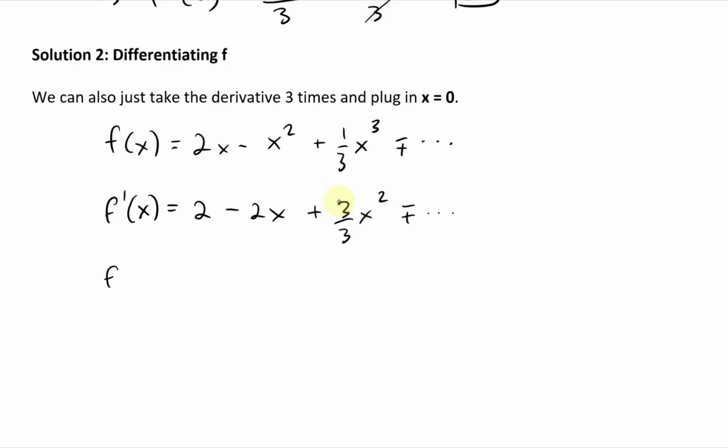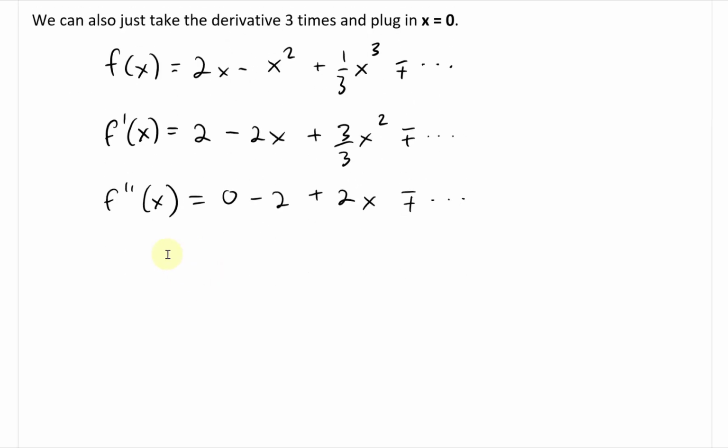So then take the derivative again. This equals, well the derivative of 2 is just 0. And then this next one is the negative 2. And then here's going to be plus, 3 over 3 is just 1, so bring down the derivative of this x squared, the 2 goes down. We have an x like that. It goes minus plus dot dot dot. And then the third derivative, f triple prime of x, is equal to, this one vanishes. Now here is a negative 2, goes to 0 as well. Plus, now we have a 2, the derivative of 2x is just 2. And then it goes minus plus dot dot dot.